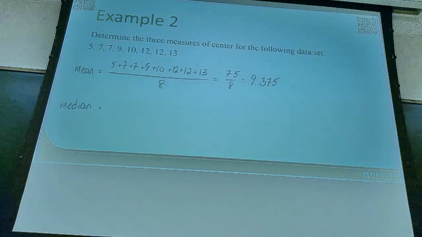Median. Well, this time we have 8 data points. Even or odd? Even. It's definitely even. So we need the middle 2 values, 9 and 10. You just calculate their average.